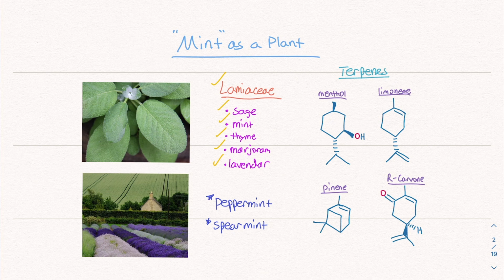Now there are different types of mint. What we're going to talk about today is peppermint and spearmint. A lot of these plants have molecules called terpenes. Terpenes are these volatile compounds that give a lot of life to our senses. What I mean by that is that they're responsible for all the interesting smells and odors that come from these plants, like lavender. We're going to talk about menthol and R-carvone today, which give a sweet minty smell.